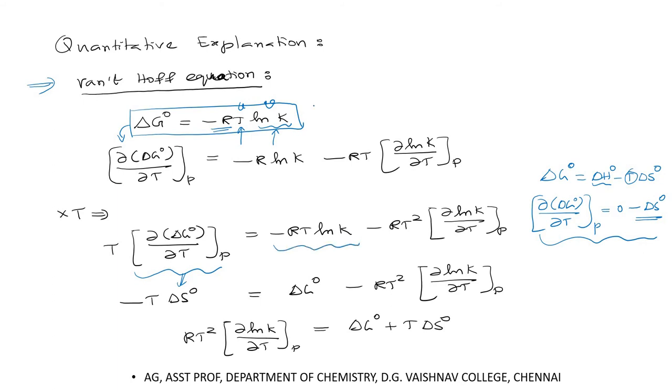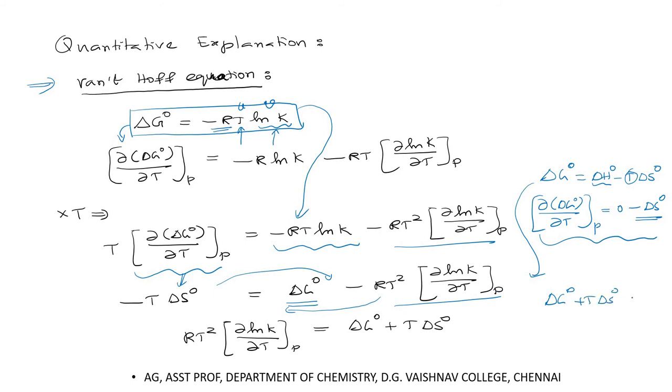What is minus RT ln K? Yes, minus RT ln K is nothing but ΔG°. So substitute ΔG° here, then keep this term as such. Now, what I'm going to do is, I'll bring this term to the left hand side and this term to the right hand side. So we can write this as RT² ∂ln K by ∂T at constant pressure equal to ΔG° plus T into ΔS°. From this expression, we can say that ΔG° plus T into ΔS° equal to ΔH°. So this quantity is equal to ΔH°.